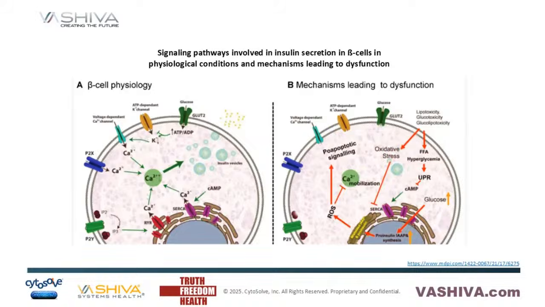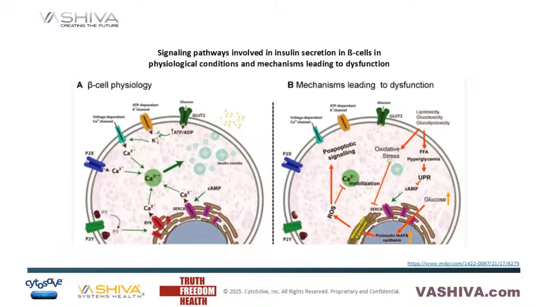The resulting calcium influx, along with intracellular calcium mobilization from the endoplasmic reticulum, triggers the release of insulin vesicles. Signaling molecules like cAMP further enhance insulin secretion. On the right, dysfunctional beta cells show disrupted signaling due to factors such as lipotoxicity, glucotoxicity, and oxidative stress.